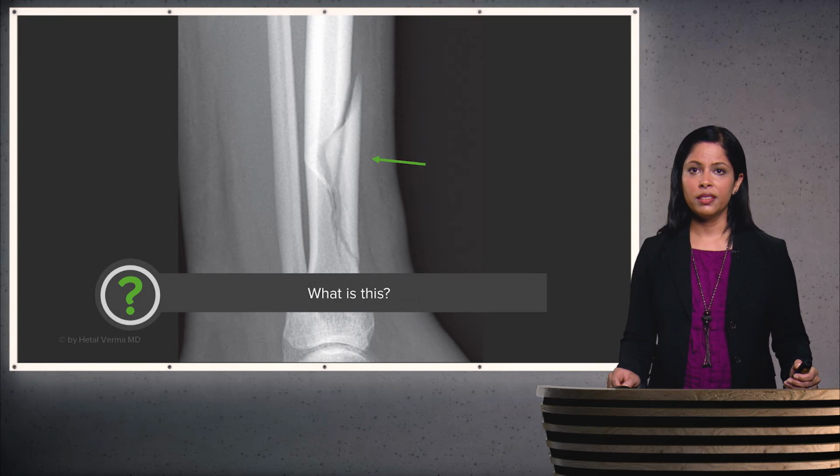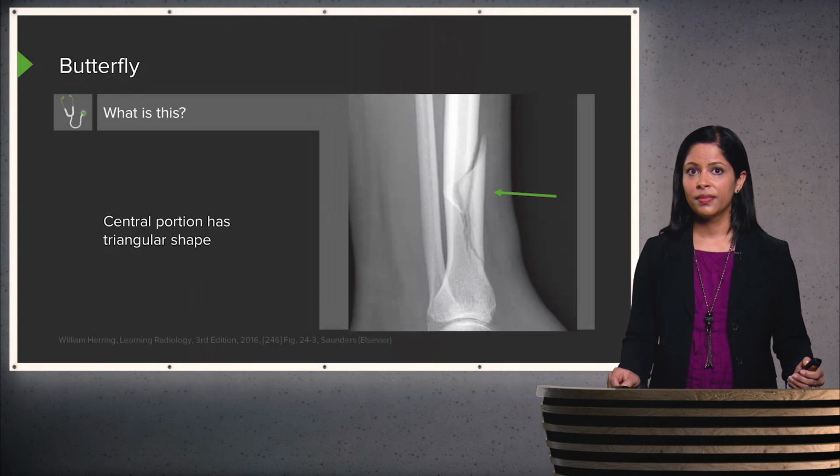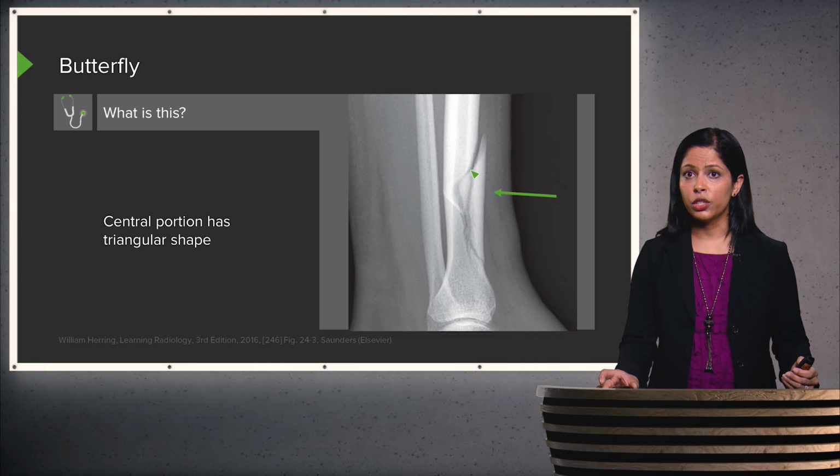Let's take a look at this case. So what kind of fracture is this? This is an example of a butterfly fracture, where the central portion is triangular in shape. So this is another type of comminuted fracture with a butterfly fragment here.